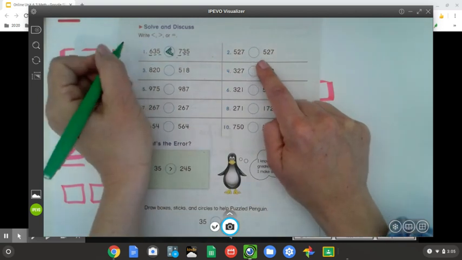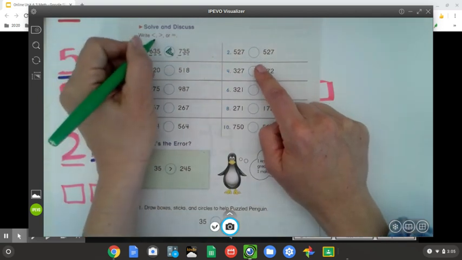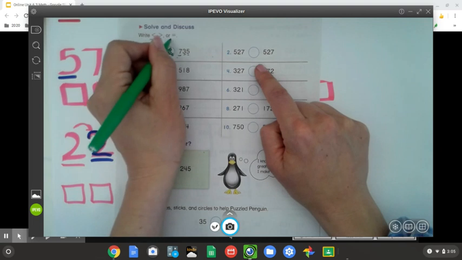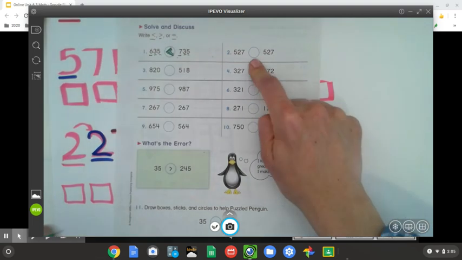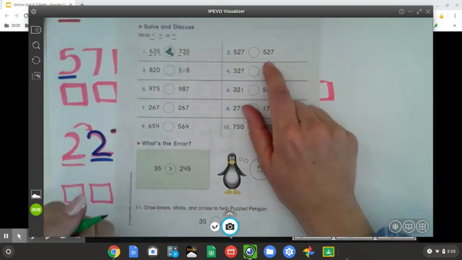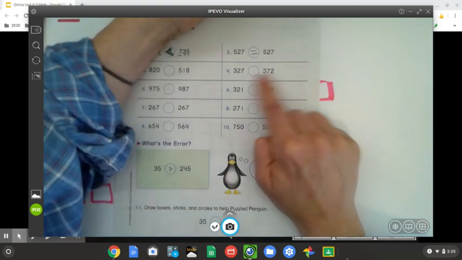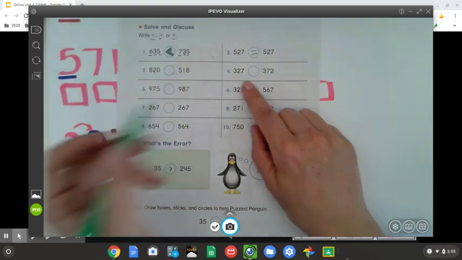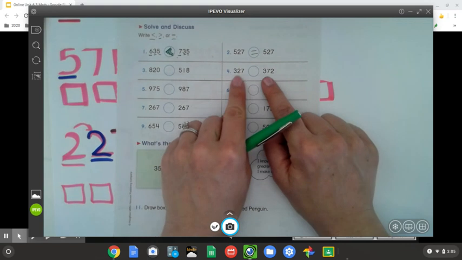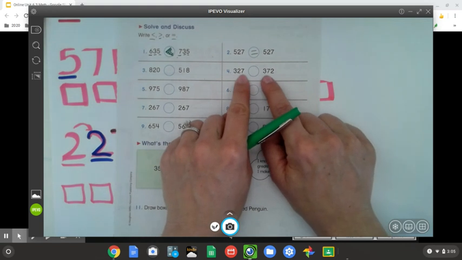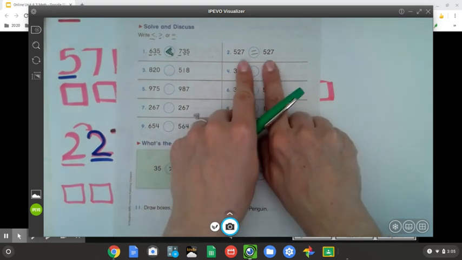Remember, I have 3 signs that I can make. I can make the less than sign, the greater than sign, or the equal sign. In this case, because 527 is the same number as 527, I can say that they are equal. Okay, this one right here, sometimes they'll kind of trick you up, right? 327 and 372. Hide the ones to the right.